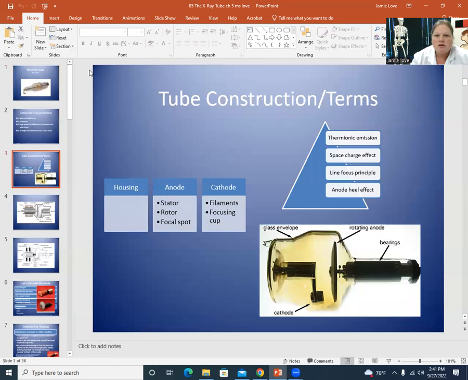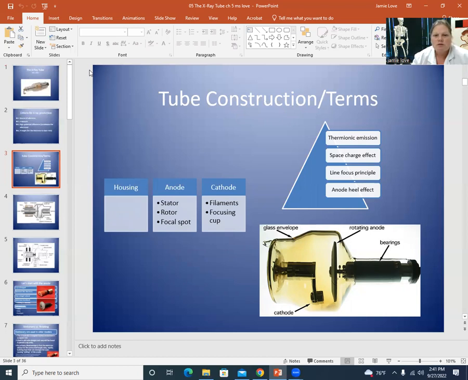So the construction and some terms that you need to know for this whole lesson. The housing, the tube housing, we talked about that as being the surrounding area, that's what we see when we walk in the X-ray room and we're looking at an X-ray tube. We have 2 sides to our X-ray tube, the anode and the cathode side. On the anode side, we're going to talk about these parts: the stator, the rotor, and the focal spot. On the cathode side, we're going to talk about the filaments and the focusing cup.